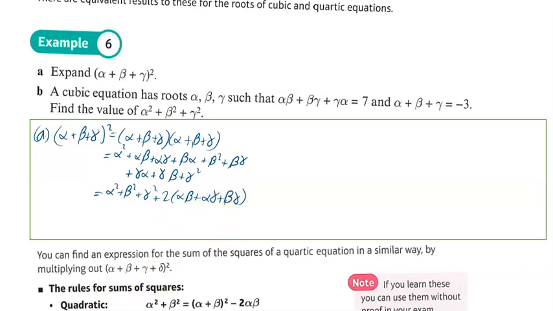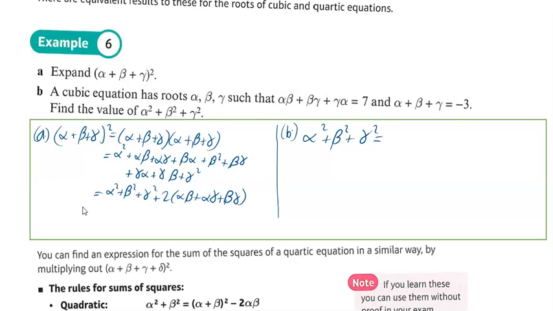Done. Okay, part B says a cubic equation has roots alpha, beta, gamma such that the sum of the pairs of roots is equal to 7, and the sum of the roots is equal to minus 3. So it says find the value of alpha squared plus beta squared plus gamma squared. Why you'd want to do this, we don't know, but they do ask us. I always think of these questions as very much just like a puzzle. So alpha squared plus beta squared plus gamma squared, that's what we're looking for.